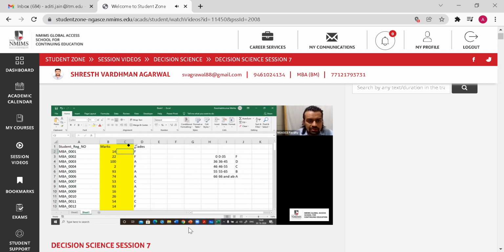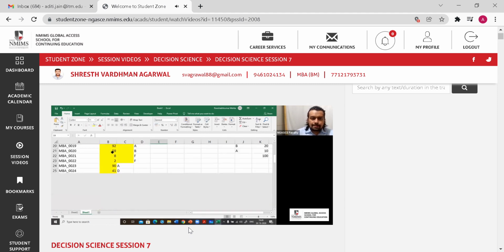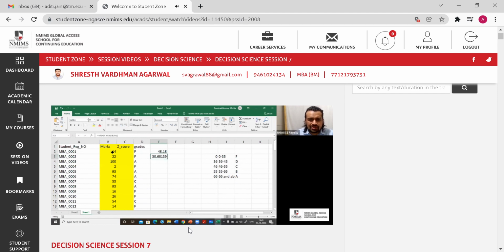So two things you need to at least understand. Z value. What is a Z score? Z score is nothing but, first of all, you need to find out the average value of this. And then you need to calculate the standard deviation. These are the mean and the standard deviation.